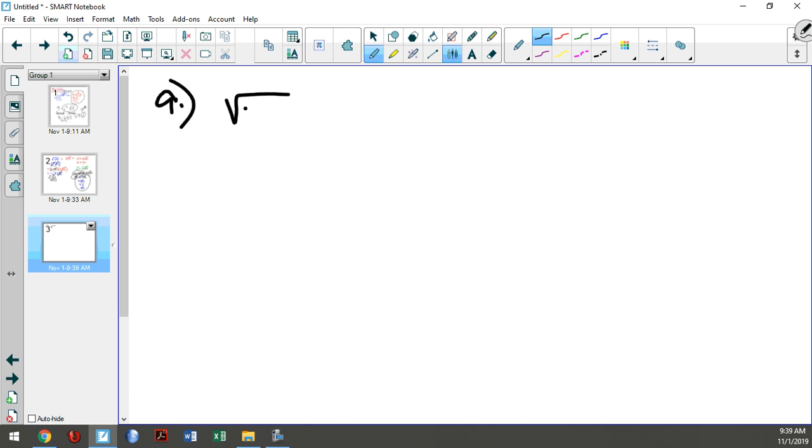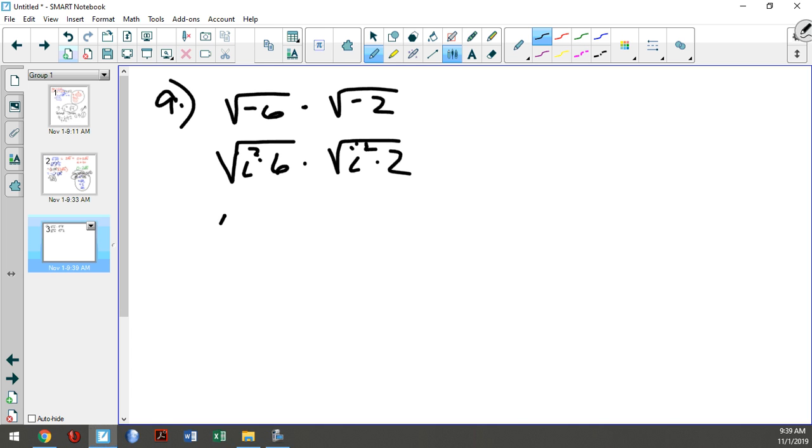So I have the square root of -6 times the square root of -2. When we calculate this, we have to get rid of that negative underneath the radical. So that's going to make that i squared times 6 times i squared times 2. So that's i square root of 6 times i square root of 2. Do you understand that part?